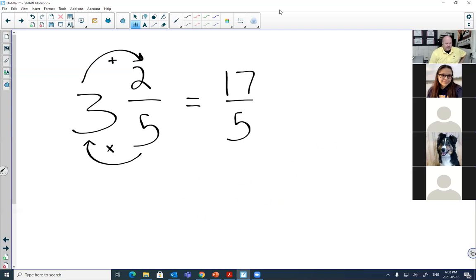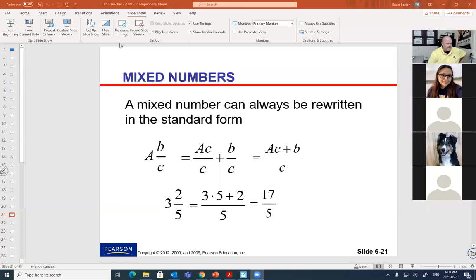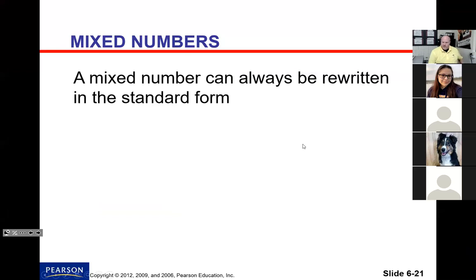Here, let me stop sharing. Sorry. Let's back up. Man, flipping back and forth between screens is just annoying. It's really annoying for you guys too. From the current slide, there we go. Okay, so, oh, we just did that one.